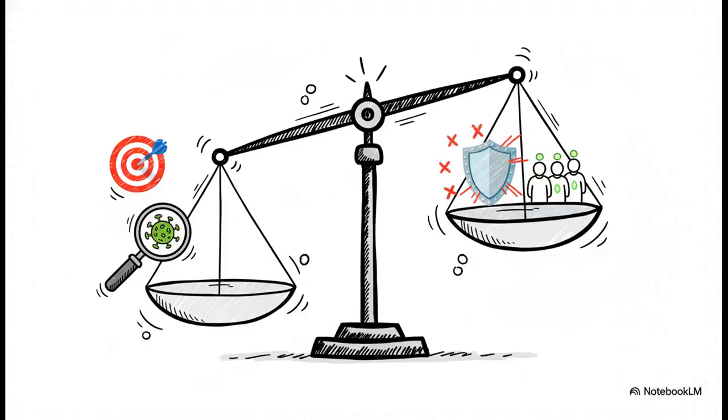So here's the tricky part. The AI is basically juggling two different goals at the same time. It has to be sensitive enough to find all the real diseases, those positive cases, but it also has to be smart enough not to raise a bunch of false alarms for healthy people, the negative cases. It is a really delicate balancing act.